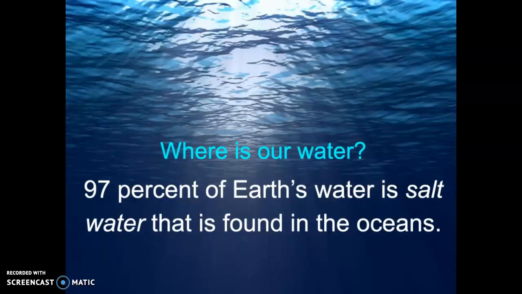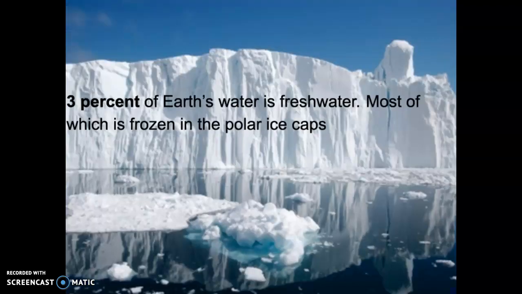Where is our water? Most of the water on Earth, 97% of it, is salt water, and that water is found in our oceans. This water is really not potable, which means that we can't drink it safely. 3% of Earth's water is fresh water. Most of this water is frozen in the polar ice caps. Some of this water can also be found in our rivers, lakes, and streams, as well as underground.